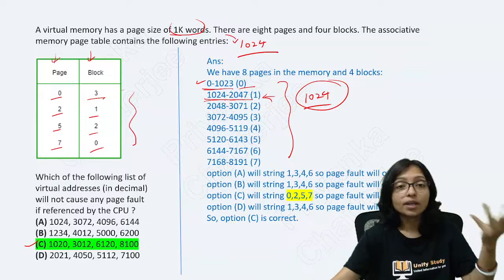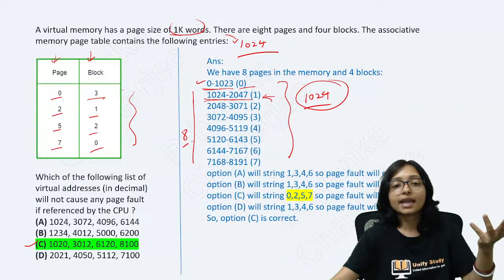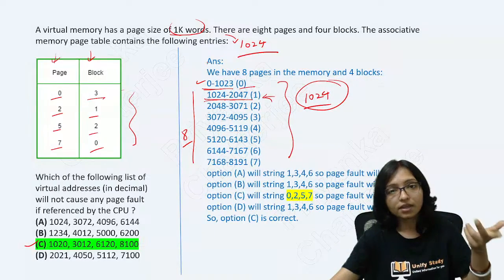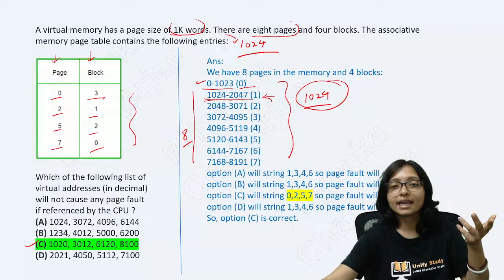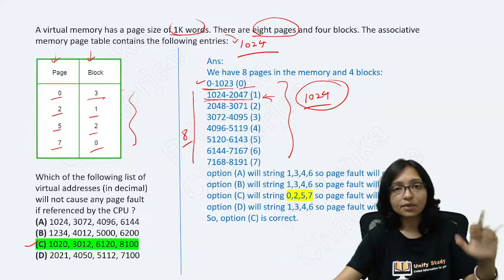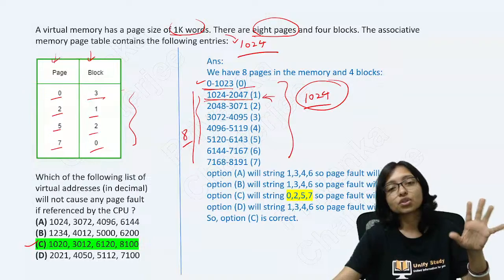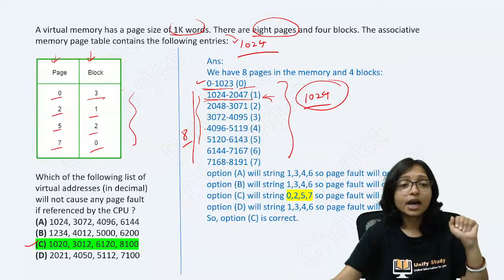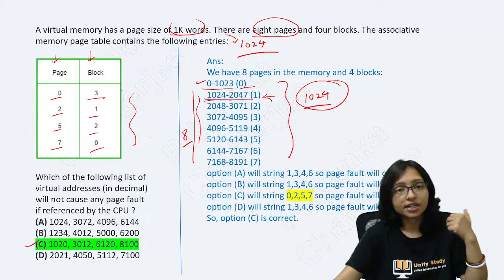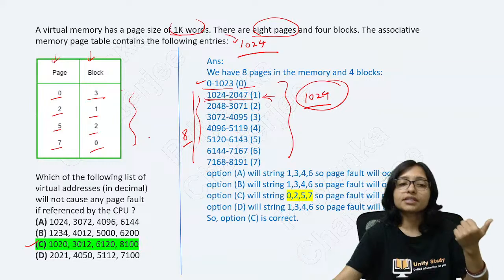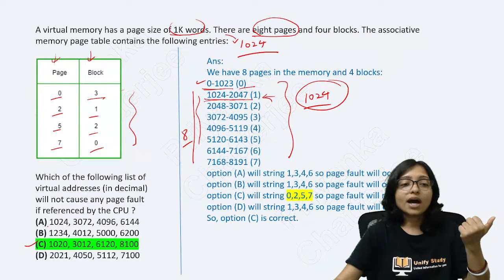So here how many rooms are there? A total of 8 rooms are there. It was given in the question only. A total of 8 pages are there, and each and every page can accommodate this. So this is the range. Now you have to find which range is available and which range is not available.